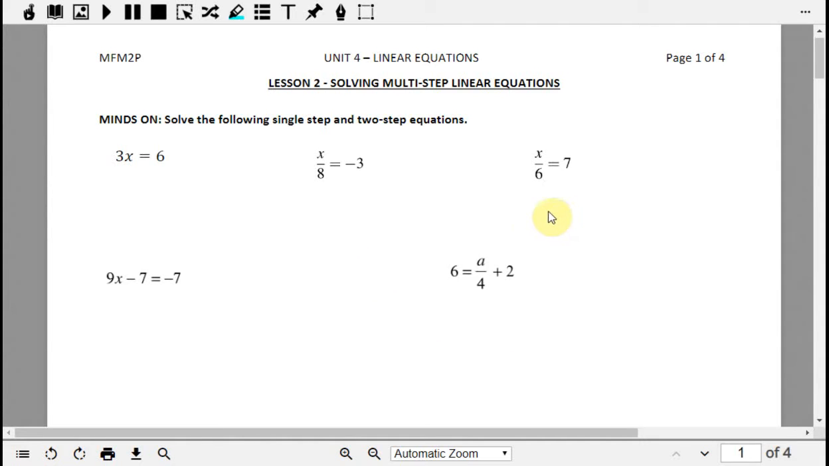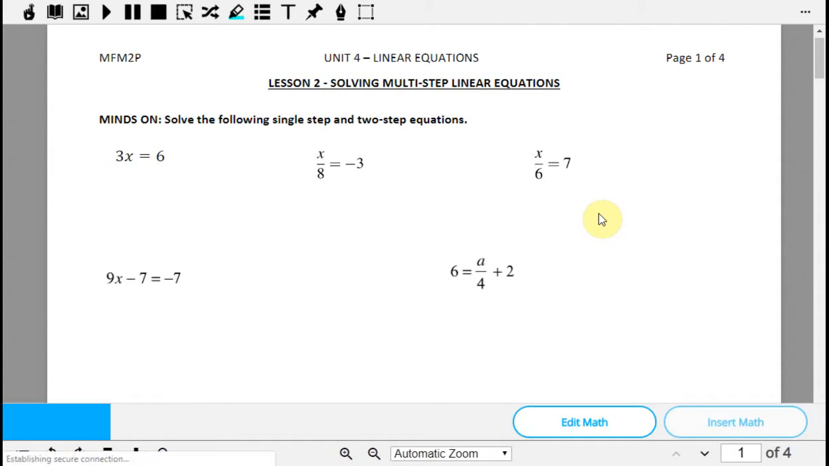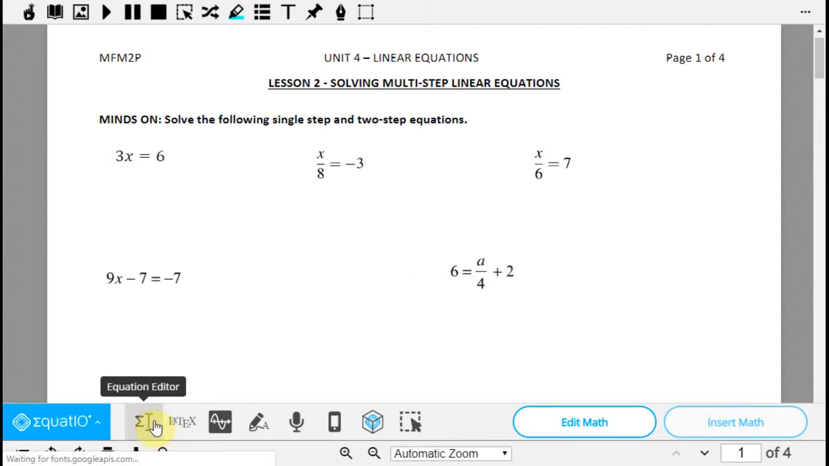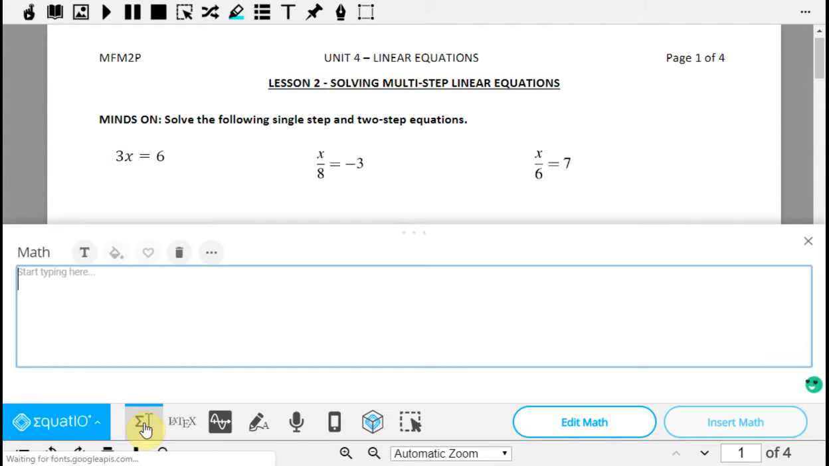Now, in the text help editor, you can simply click on a text box, or you can use the Equatio icon that's at the top of your browser to insert Equatio steps. So I'm going to use Equatio. And in Equatio, you can click this icon, which is the Equatio editor.